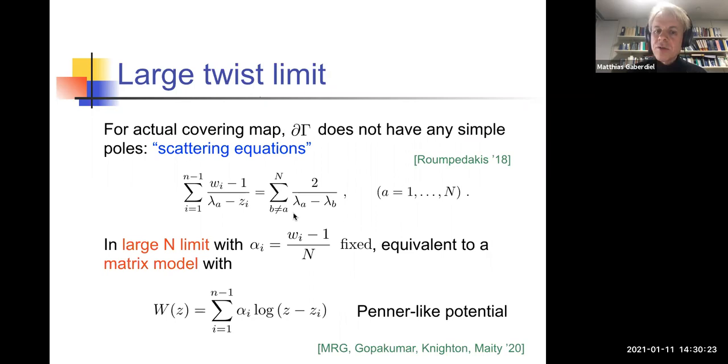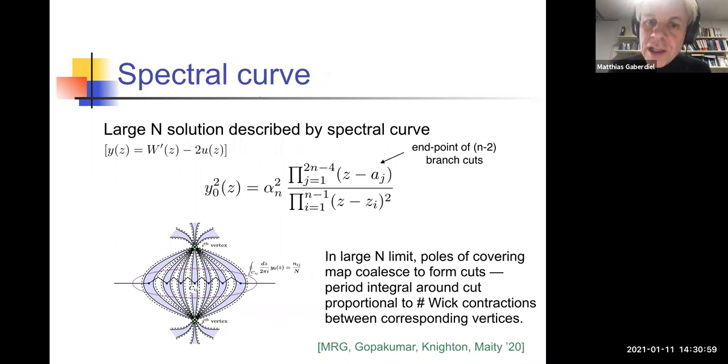And now the observation was that this scattering equation in this funny Gross-Mende type limit, where you take the w's and the n's large, just looks like a matrix model equation, like the usual matrix model equation. And it looks like a matrix model equation with that sort of matrix model potential, which are these Penner-like potentials. So the alpha_i's here are fixed. The alpha_i's are part of specifying which twists you are, and you're trying to solve for the lambdas that solve this equation. Now, as you know, in the large N limit of the matrix model, these poles will condense into cuts, and the spectral curve will take this form where the poles have to condense into cuts.